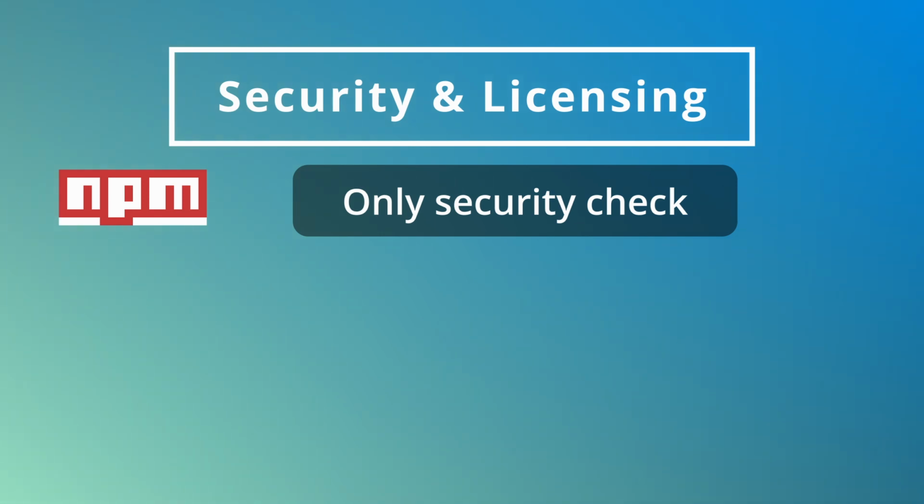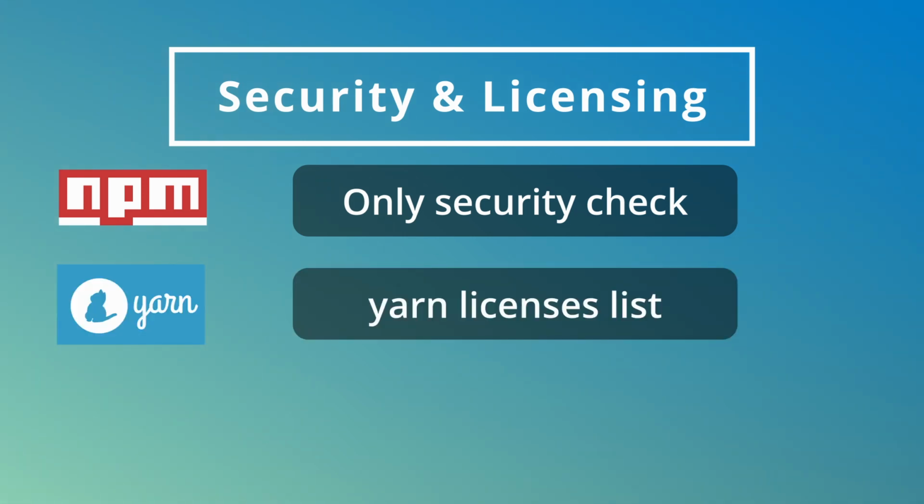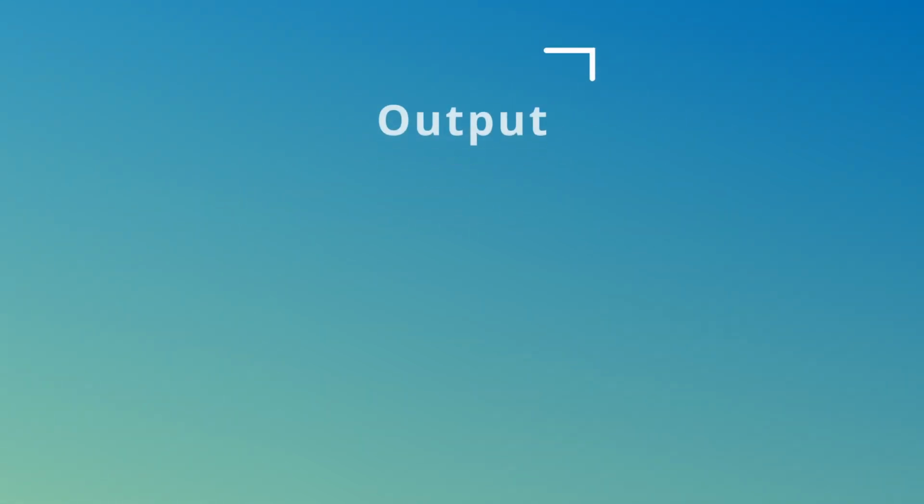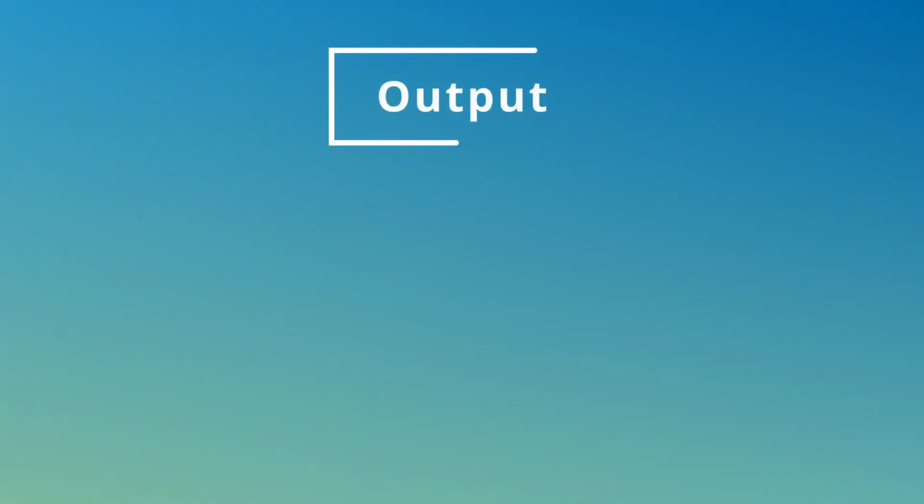Security and licensing. NPM, Yarn, and PNPM are currently equal in terms of security, and they give the same notes about the same packages. But for licensing, in Yarn and PNPM we have an additional tool. It will output to the console information about licenses for all the packages. NPM does the same. Currently in Yarn and PNPM you will get shorter and cleaner output.